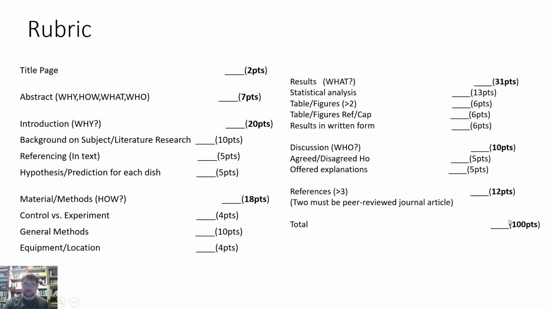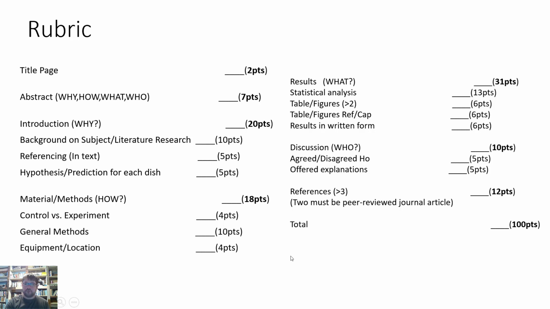Okay, so first off, here's the rubric. I shared this with you. You know how many points each section's worth. The title page is worth 2 points, abstract 7 points, etc. Introduction's worth 20 points, and this is how it's broken up: 10, 5, 5.